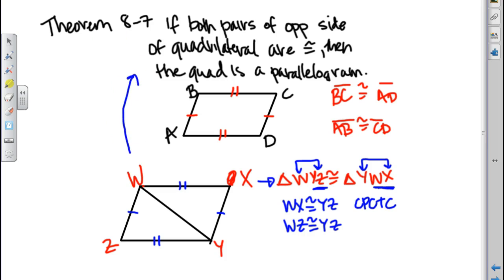So as you do your problems in class, if you say yes, you will have to list the parts that are congruent and then the theorem that we use, because I'm going to give you a couple more to be able to test quadrilaterals. So here comes the next one.